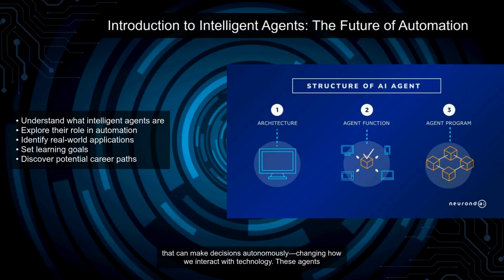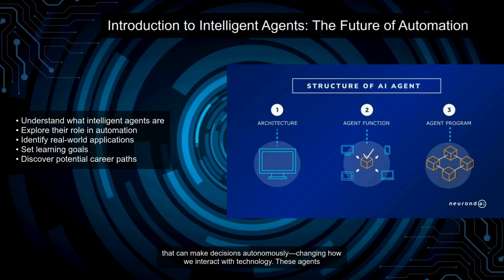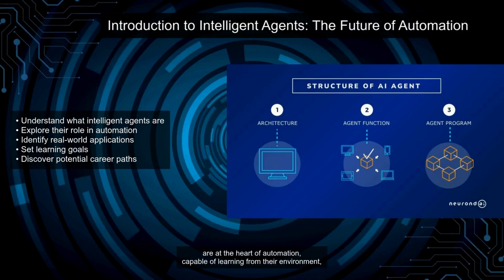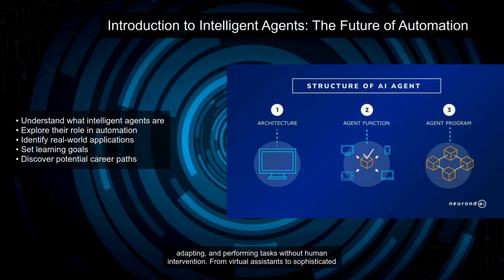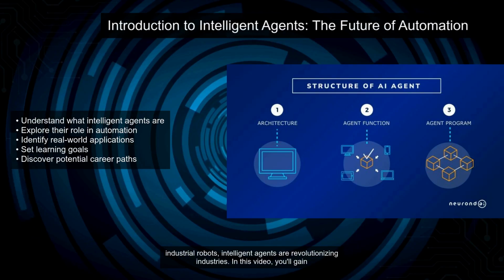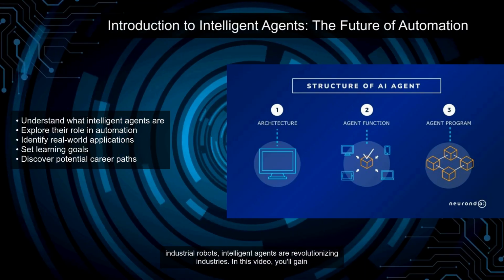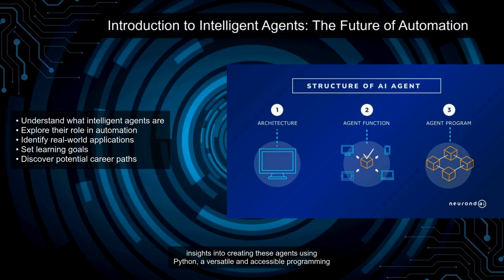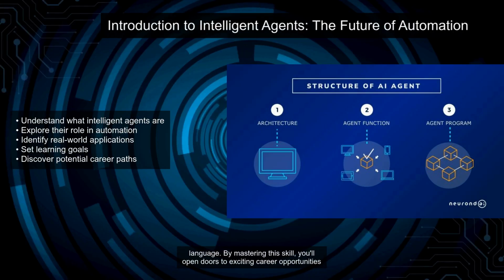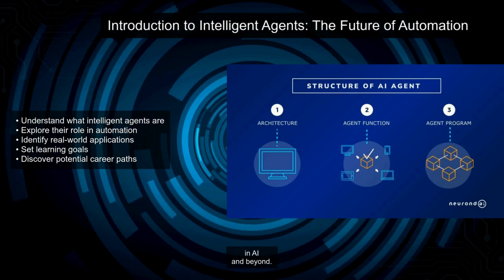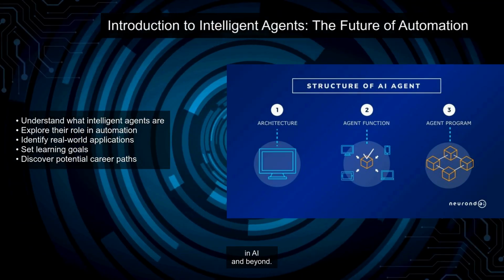Imagine systems that can make decisions autonomously, changing how we interact with technology. These agents are at the heart of automation, capable of learning from their environment, adapting, and performing tasks without human intervention. From virtual assistants to sophisticated industrial robots, intelligent agents are revolutionizing industries. In this video, you'll gain insights into creating these agents using Python, a versatile and accessible programming language. By mastering this skill, you'll open doors to exciting career opportunities in AI and beyond.